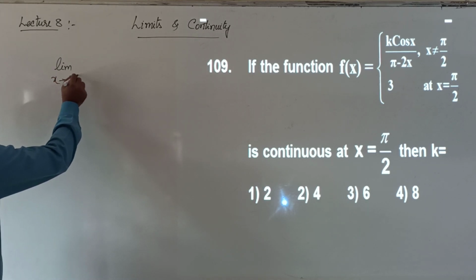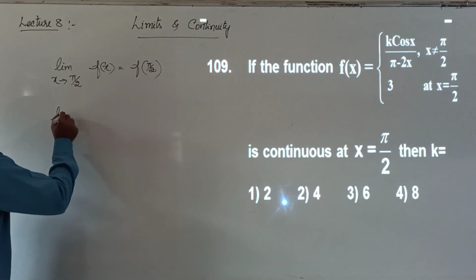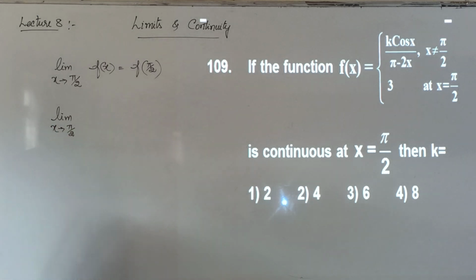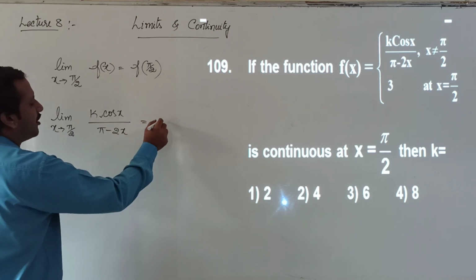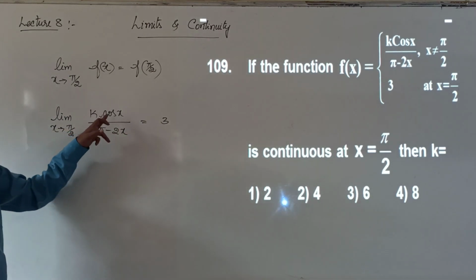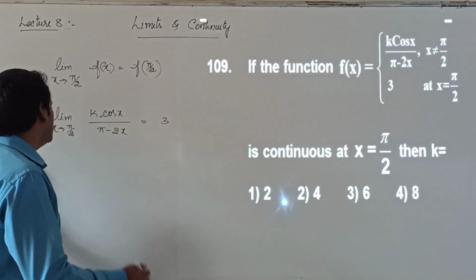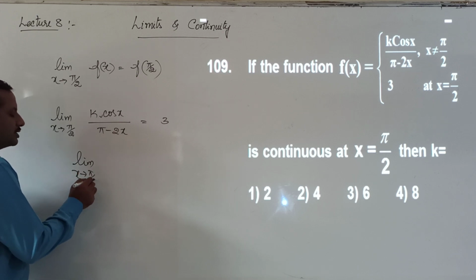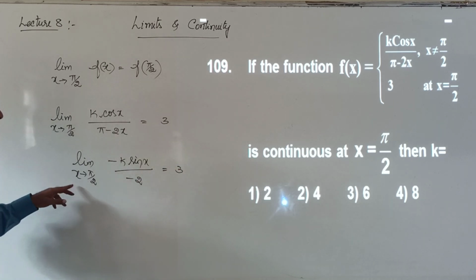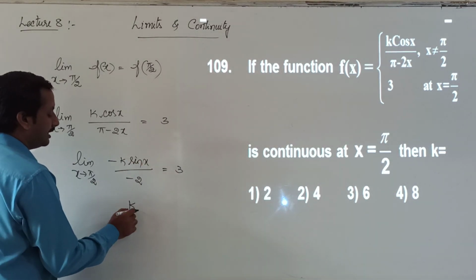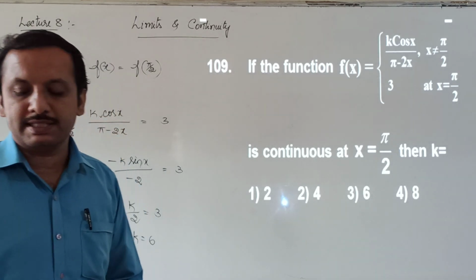So I will directly go for limit x extends to pi by 2 f of x is equal to f of pi by 2. Okay. So now limit x extends to pi by 2 f of x. F of x is k cos x divided by pi minus 2x. That's equal to f of pi by 2. F of pi by 2 is 3. If I directly apply the limit here, k into cos pi by 2. Cos pi by 2 is 0. Denominator pi minus 2 into pi by 2, that is also 0. 0 by 0. So immediately we can go for L'Hospital's rule. So this will give you minus k into sin x divided by minus 2 is equal to 3. Apply the limit x extends to pi by 2. So sin pi by 2 is 1. Hence we get k by 2 equal to 3. That will imply that k is equal to 6. K equal to 6 is the third option.